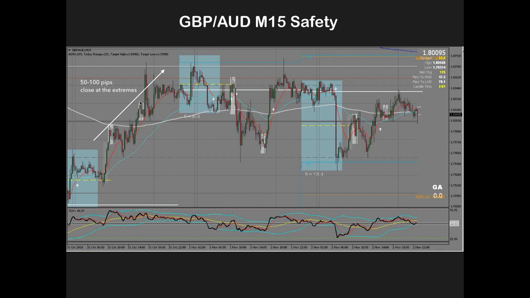One more time, just to reiterate that: close at the extremes. We had a nice big range on Asia, but that shouldn't matter. So 80 pip range on Asia. Still looking for a stop hunt. It makes it harder to look for a stop hunt because sometimes this could be considered the stop hunt here. But there's your 5200 cross.